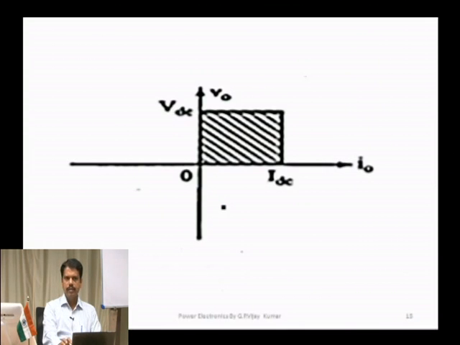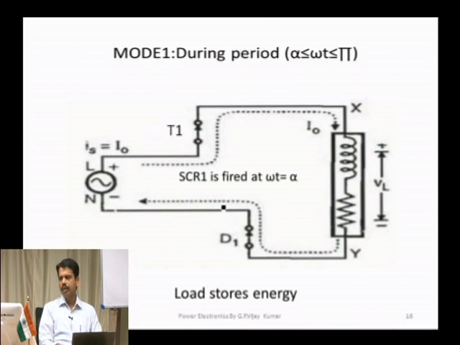Again, this type of converter works in the first quadrant, where output voltage is positive and output current is positive. See the mode 1 operation, during the period when omega t is greater than alpha and less than pi. When the SCR T1 is fired at omega t equal to alpha, the devices T1 and D1 conduct. In the first term T1, in the second term diode D1.